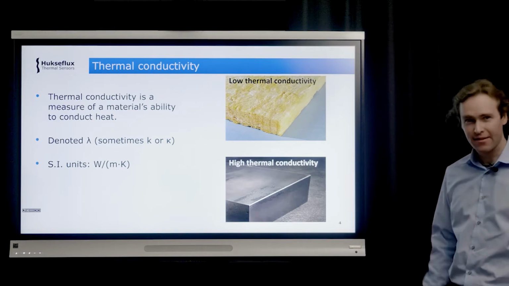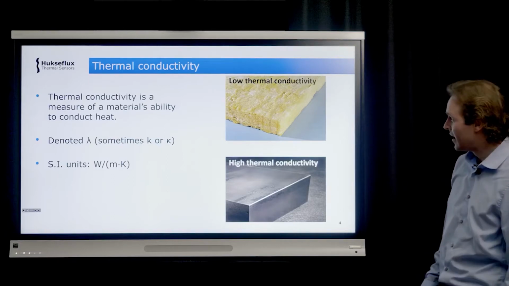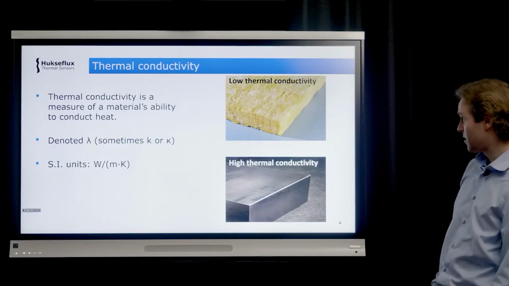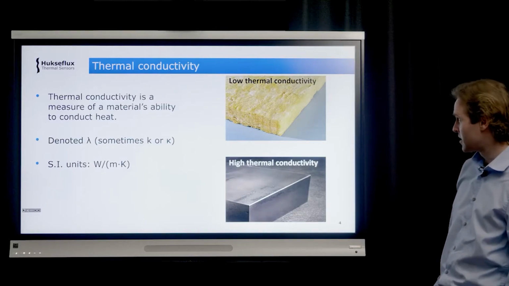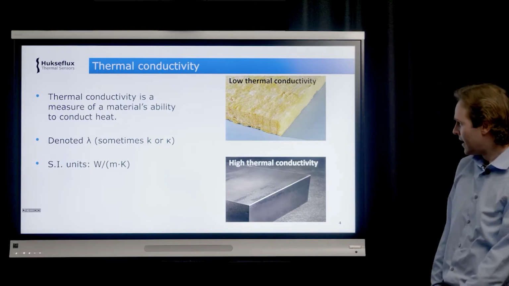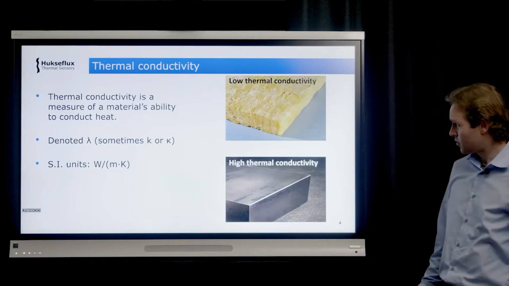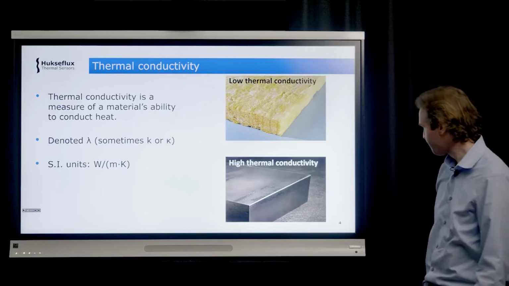And we want to make that intuition into something more quantitative. So thermal conductivity is typically denoted by the Greek letter lambda, although sometimes K or kappa is used, but we'll stick to lambda. The thermal conductivity has SI units of watt per meter Kelvin.